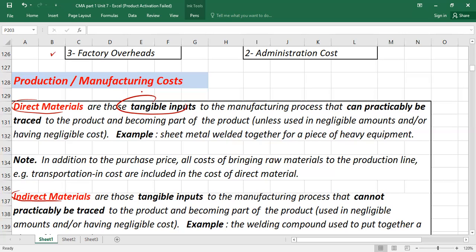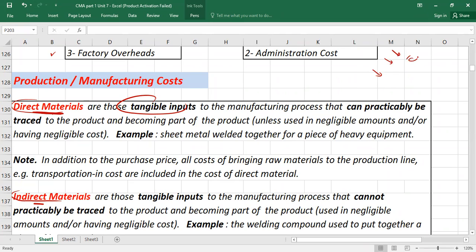Okay, so material, how you will define material? This is what? Tangible input to the production process, which can be traced. But here, guys, we have two types of material cost. One is called direct, and second is called what? Indirect. I will explain direct and indirect in my own words. Direct, I'm explaining first direct. So three words you have to look for in the direct material.